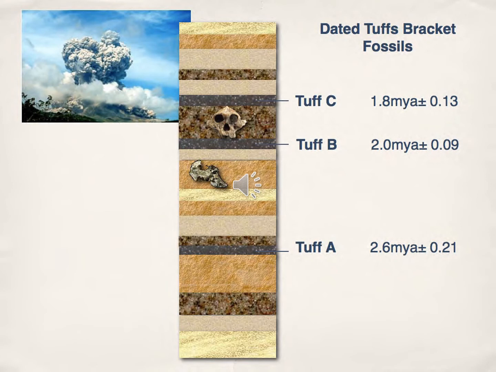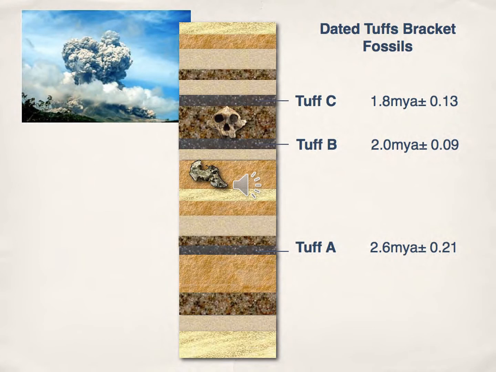For the fossil that's between tuff B and C, we can confidently say, hey, this fossil is 1.8 to 2 million years. Some people might say, whoa, a 200,000 year gap, we don't really know. Is that the best science we have? Yes, because we can't directly date the fossils. We have to use something above and below it, and this is typically known as bracketing fossils or the bracketing method.